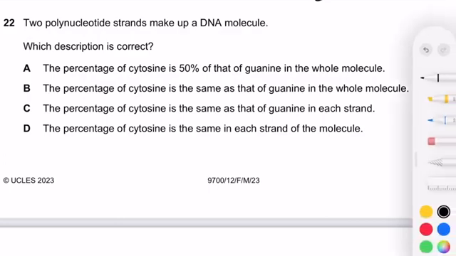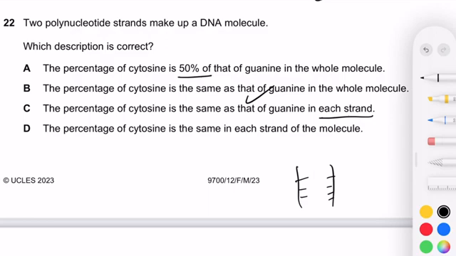Basically 2 polynucleotide strands make up a DNA molecule. Which description is correct? The percentage of cytosine is 50% that of guanine in the whole molecule. Actually no, the ratio of cytosine to guanine is 1 to 1. The percentage of cytosine is the same as that of guanine in the whole molecule. That is correct. Again, it's 1 to 1. The percentage of cytosine is the same as that of guanine in each strand. No, not in each strand, because they are complementary and hence they're going to line up against each other according to the complementary base pairing rule. But they're not going to be the same on each strand. It's going to be different.